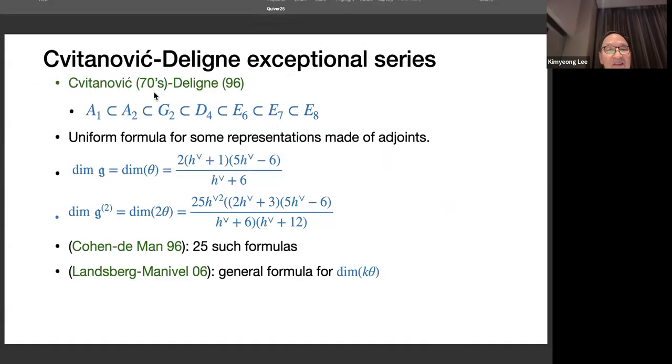Cvitanović, he's a physicist, did it in the 70s, and Deligne in the 90s, for this series of exceptional groups. So this includes all exceptional groups. I think I missed F4. I'm sorry, between D4 and E6, there's F4.